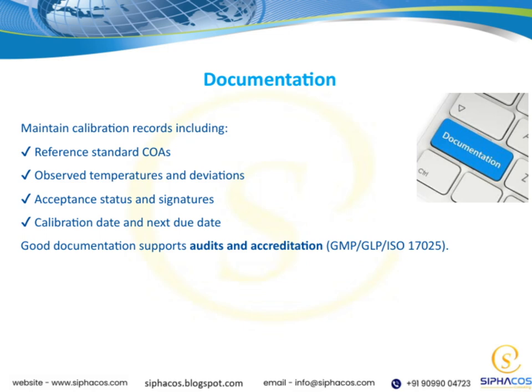Acceptance status and signatures are equally important. They confirm that the calibration has been reviewed and approved by authorized personnel. Remember to note the calibration date and the next due date to ensure ongoing compliance and timely calibrations. Good documentation isn't just about record keeping. It supports audits and accreditation efforts, whether you're working under GMP, GLP, or ISO 17025 standards. Clear, thorough records make it easier to demonstrate compliance and maintain the integrity of your calibration processes.